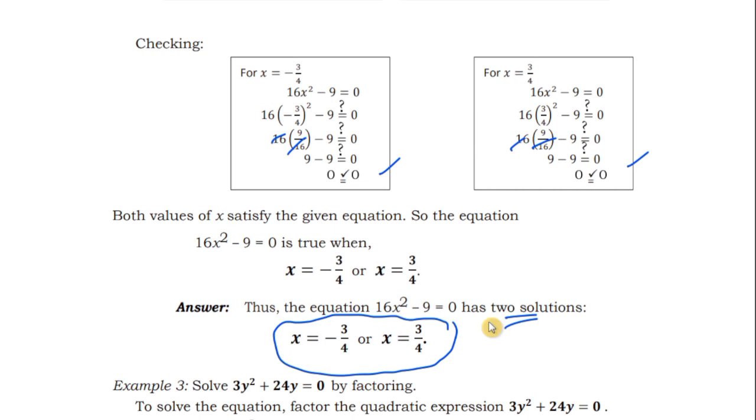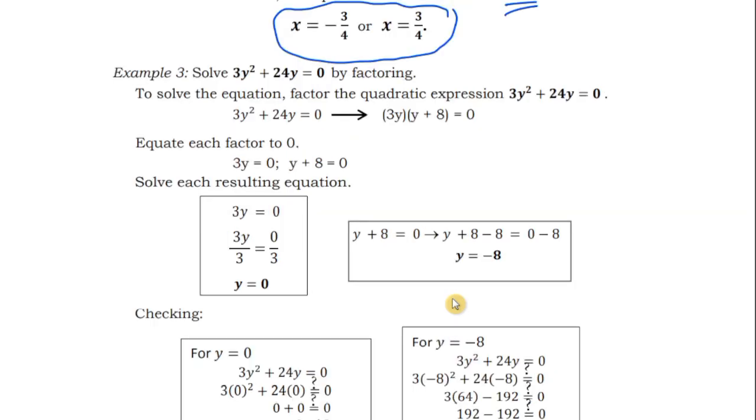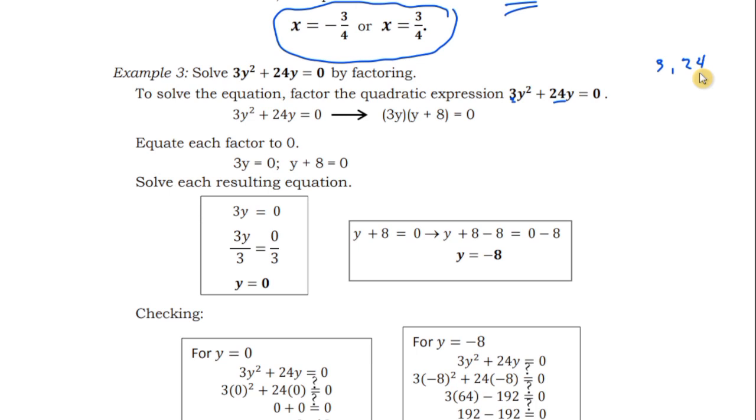Okay, in the given example number 3, we have 3y squared plus 24y equals 0. So from here, we have the values 3 and 24. Collect first the numerical coefficients of both terms. There is a common divisor, which is 3. So 3 divided by 3 is 1, and 24 divided by 3 is 8.